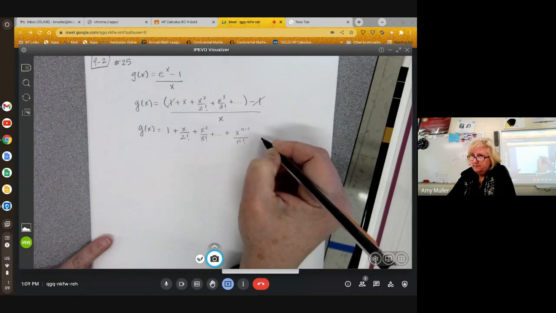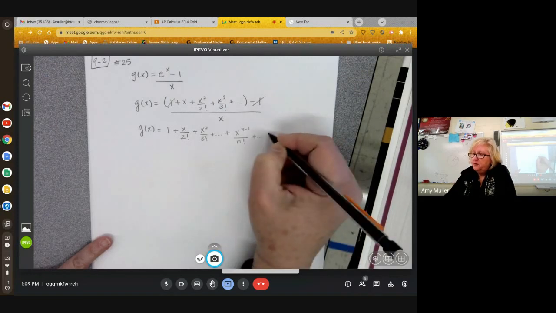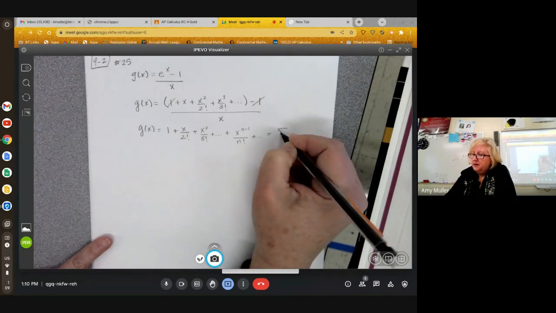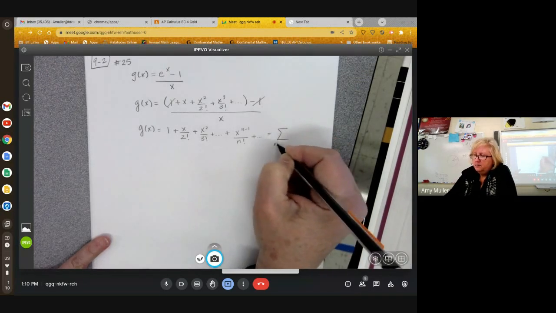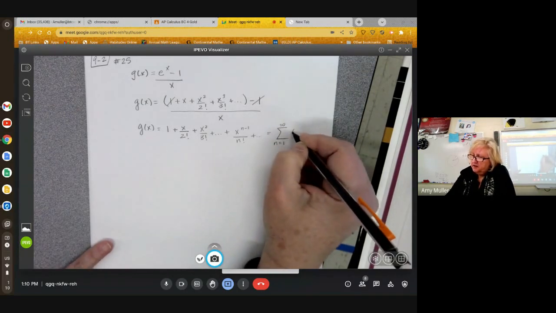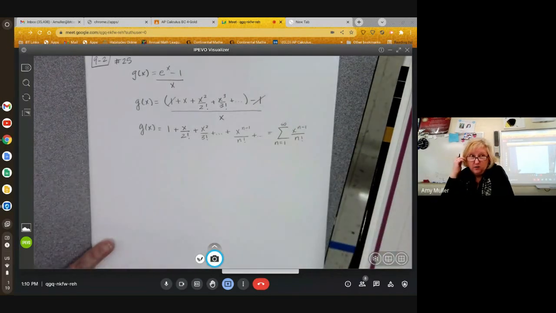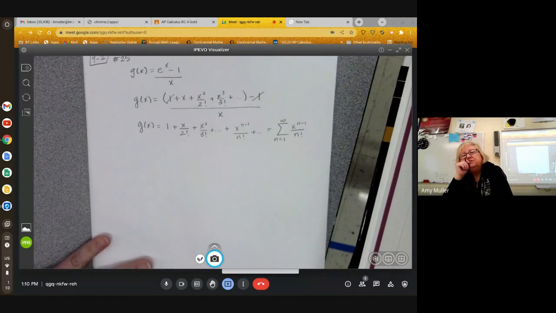Does that work? Okay, yes. Plus dot, dot, dot. If I were to make that a sum, I'm going to start at n equals 1 to infinity, and then x to the n minus 1 over n factorial. Do you agree with that? That's kind of what I would do. Oh, wait, can you do x to the n over n plus 1 factorial? Yes, you can, if you start at n equals 0, sure.